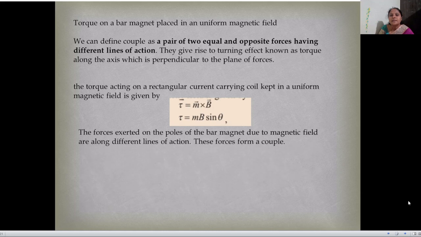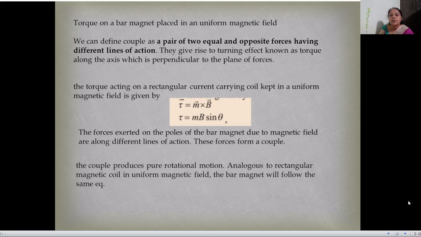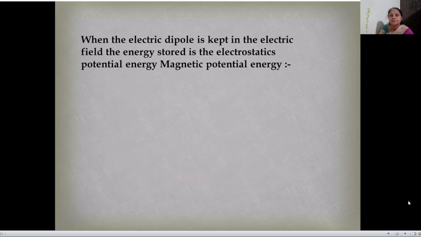The forces exerted on the poles of the bar magnet due to the magnetic field act along different lines of action; these forces form a couple. The couple produces a pure rotational motion, as in the rectangular current carrying coil in a uniform magnetic field. The bar magnet will follow the same equation. The torque is equal to mB sin θ.